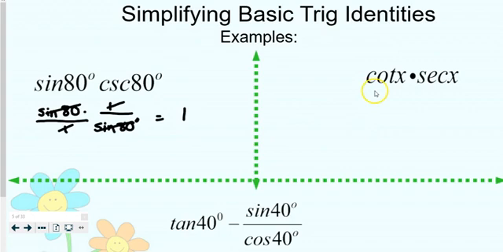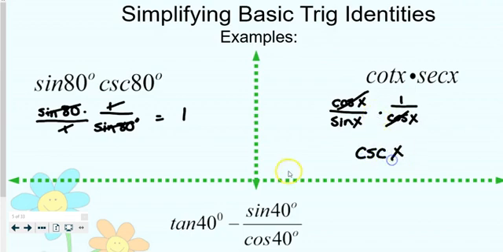The cotangent times the secant. Well, there's a couple ways we could do this, but we're usually going to try to simplify things to get them in terms of sine and cosine. So cotangent can be written as the cosine of x over the sine of x times the secant of x, which is 1 over the cosine of x. And when we cancel here, then we have 1 over the sine of x, which we can simplify a little bit further. 1 over the sine is the reciprocal of sine, which is cosecant of x.